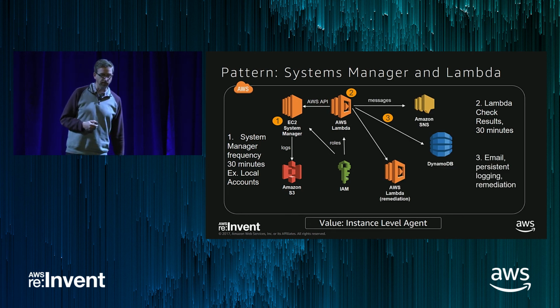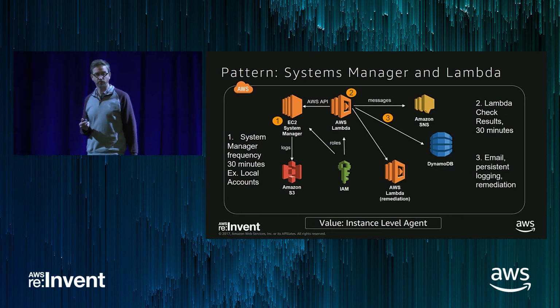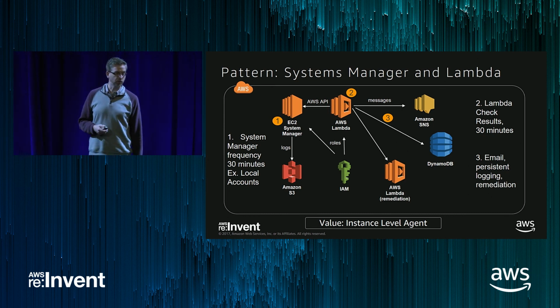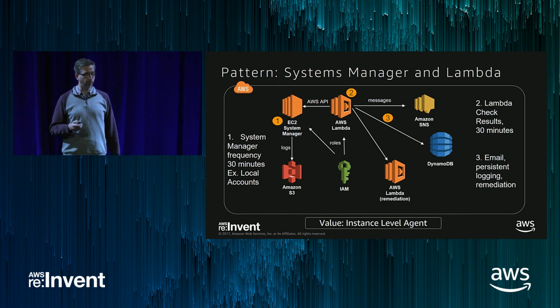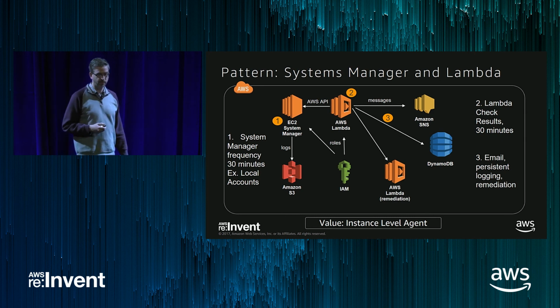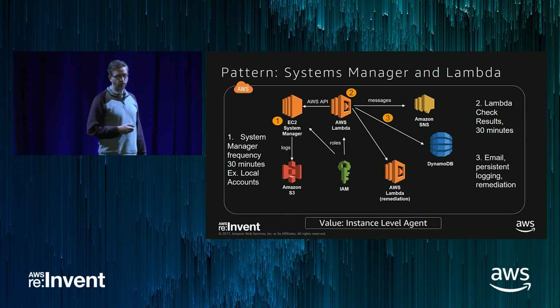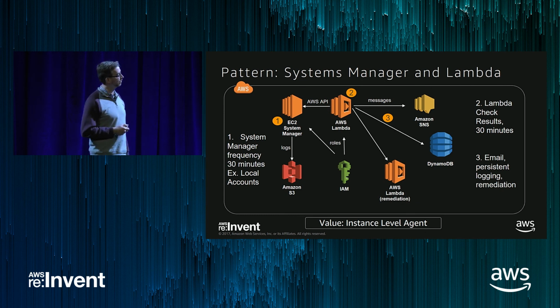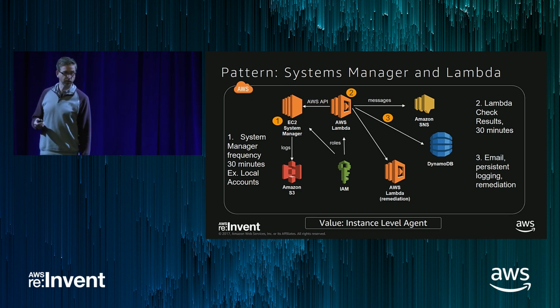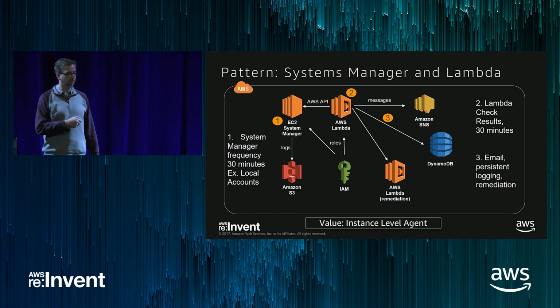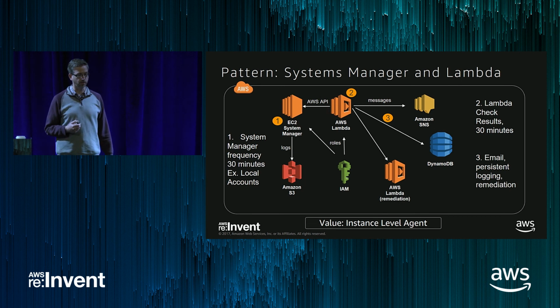And in step 3, for associations that return a failure, we publish a message via SNS, and then we put a record to DynamoDB with the SNS topic, a timestamp, and the subscribers. We also have an option to call a Lambda function for remediation. The value of this pattern is when an agent is needed on the instances to provide information or functionality, as in this example when examining local user accounts.